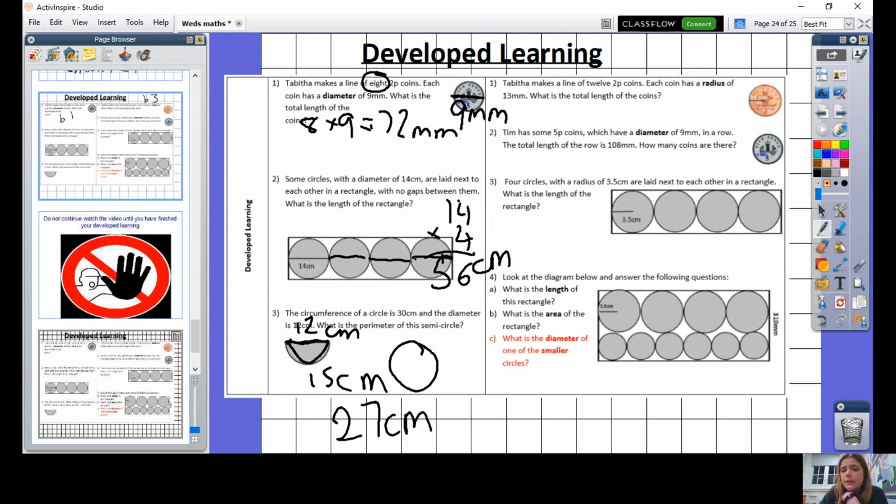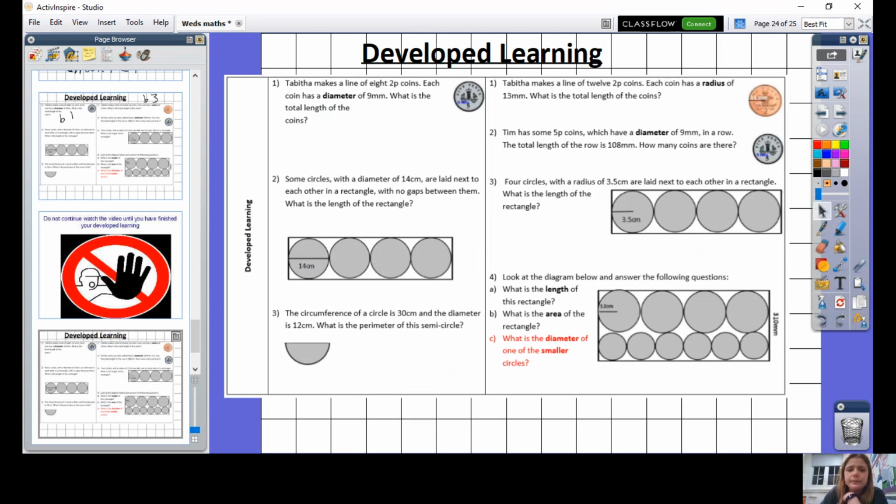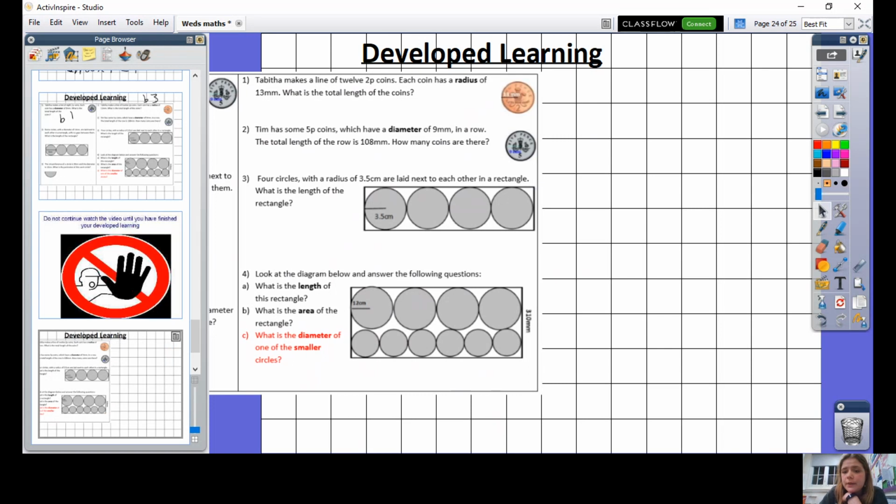Okay, let's look at the next half of questions if you did band 3. Tabitha is making a line of 12 2p coins. Each coin has a radius this time of 13 millimetres. What's the length of the coins? First, find the diameter. That would be 13 millimetres doubled. 13 times 2 is 26 millimetres.